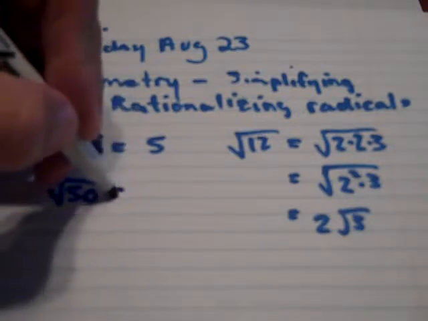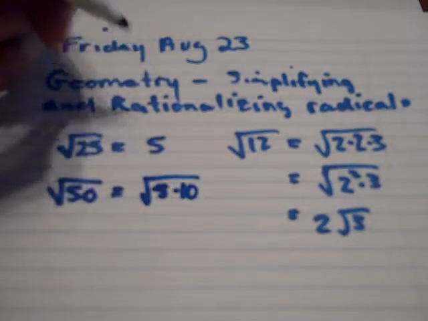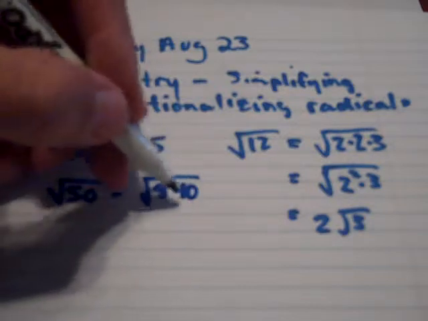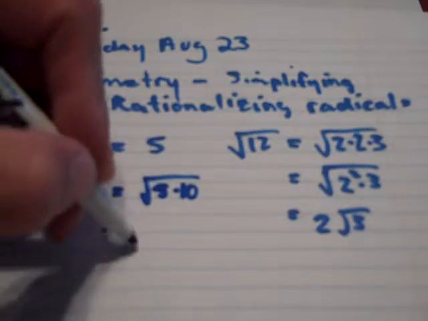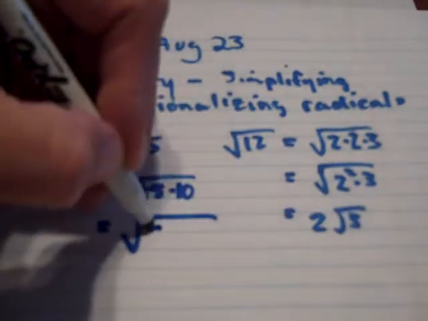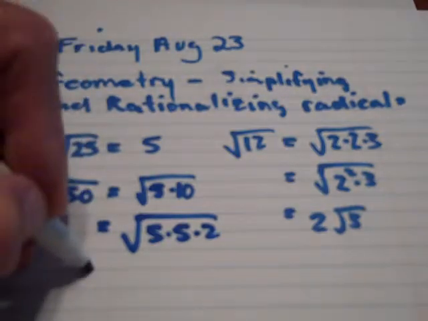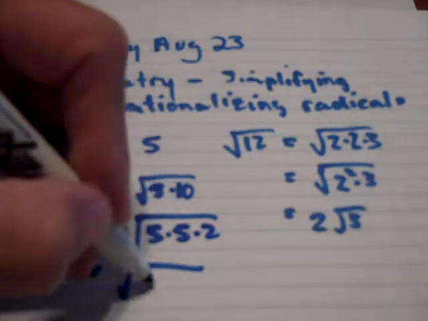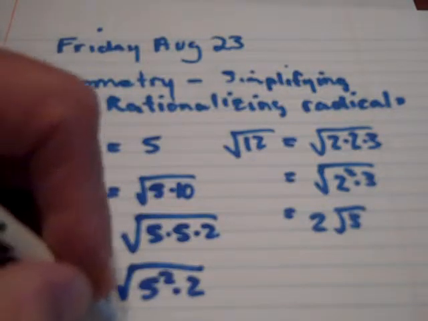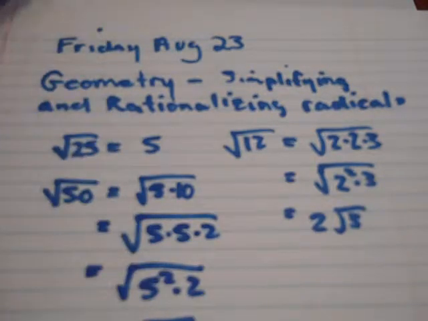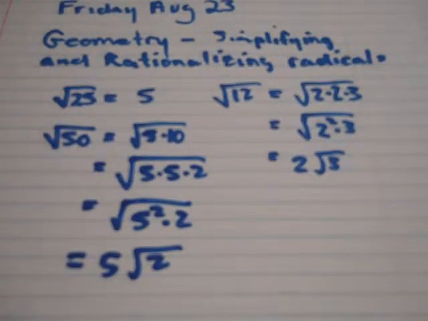well, the square root of 50 is the same thing as 5 times 10. Now 10 can be broken down. 5 is prime, so this becomes the square root of 5 times 5 times 2, and therefore we have a perfect square under there, and that would be 5 squared times 2, and we can pull that 5 out now of the radical to make 5 times the square root of 2. So you see, that's what we talked about today.